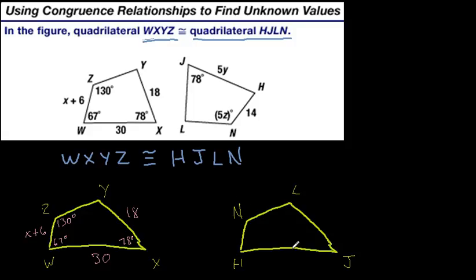Now I can take my image of quadrilateral HJLN and ask, what are the values they've given me here? What else do I need to fill in? I know that I've got to put a 14 in for line segment NH. So I've got 14 here, and I know that angle N is equivalent to 5 times Z, or 5Z.